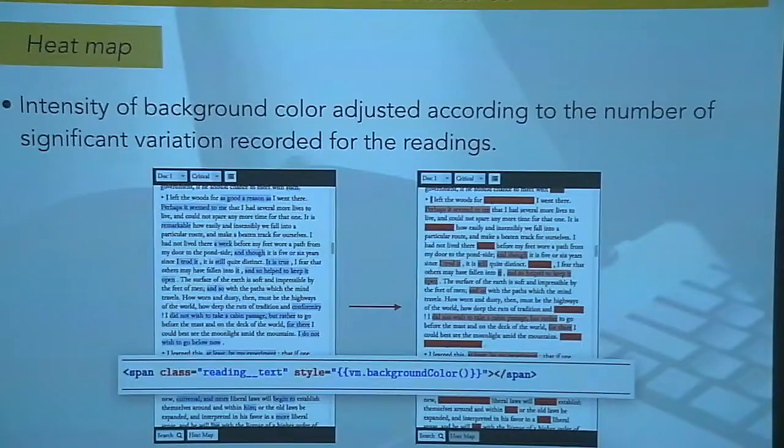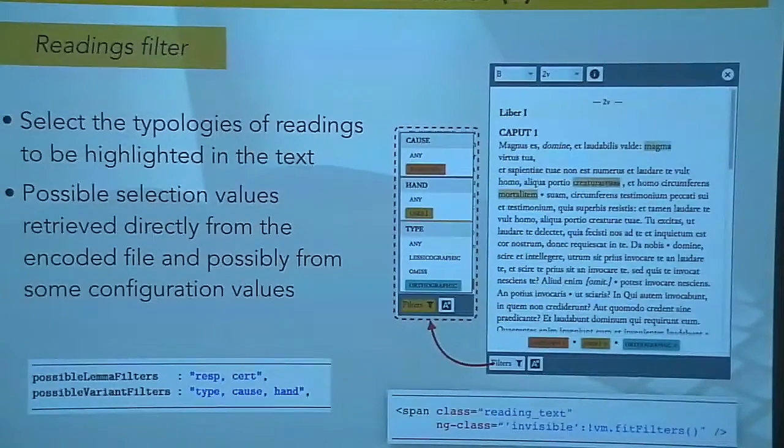I will show you briefly all other features that we designed and developed. So we designed this heat map that allows to have an immediate comprehension of the variability of the tradition. And in this case, the intensity of the color will be deeper and stronger when there are more variants, more readings for the particular lemma. Then we have the readings filters that allows the user to decide which readings to highlight in the text.